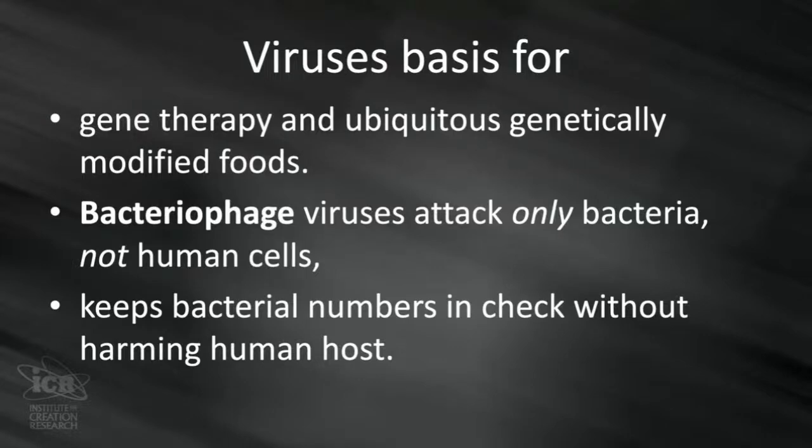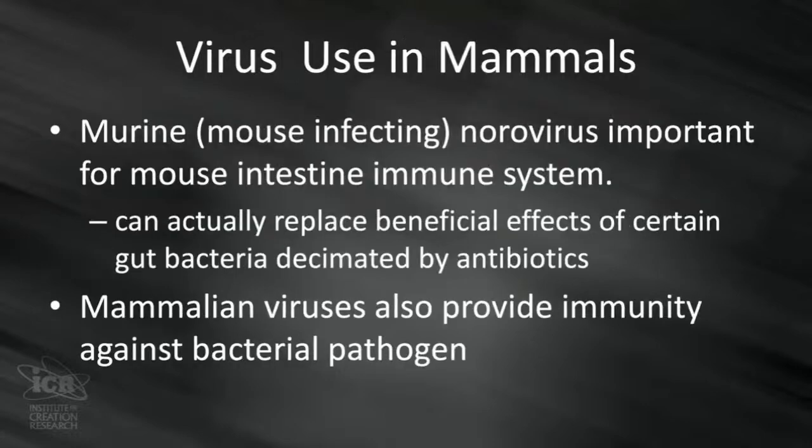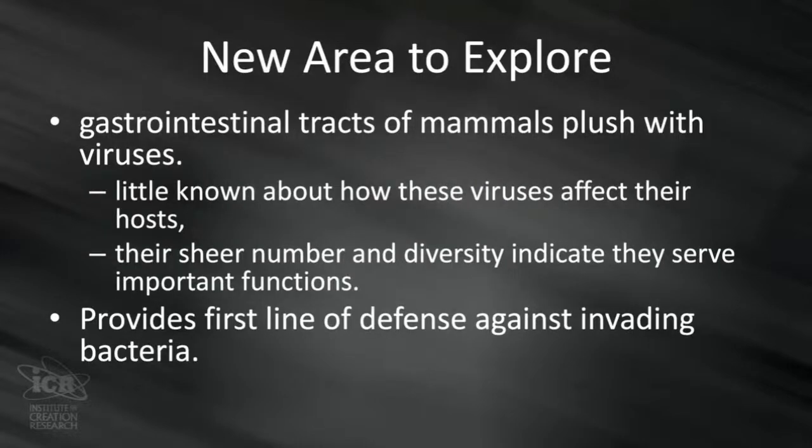And the bacteriophages, I mentioned them. They keep bacteria numbers in check without harming the human host. So it's an advantage there. Virus use in mammals: norovirus is important for the mouse intestine immune system, and can actually replace the beneficial effects of certain gut bacteria, which are decimated by antibiotics. And of course, we have immune system protection.